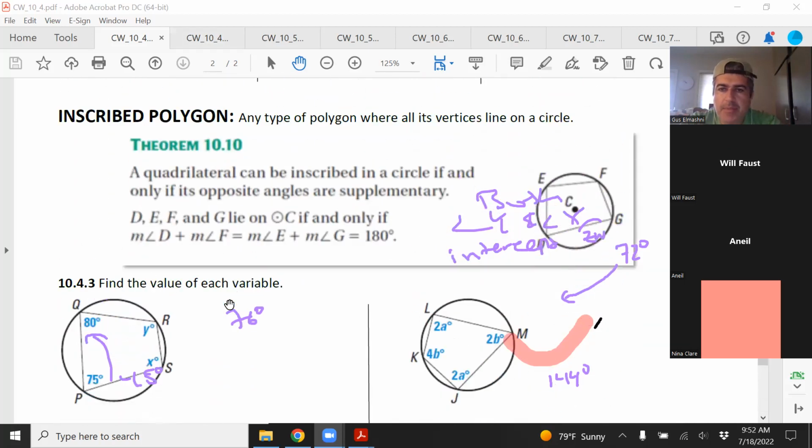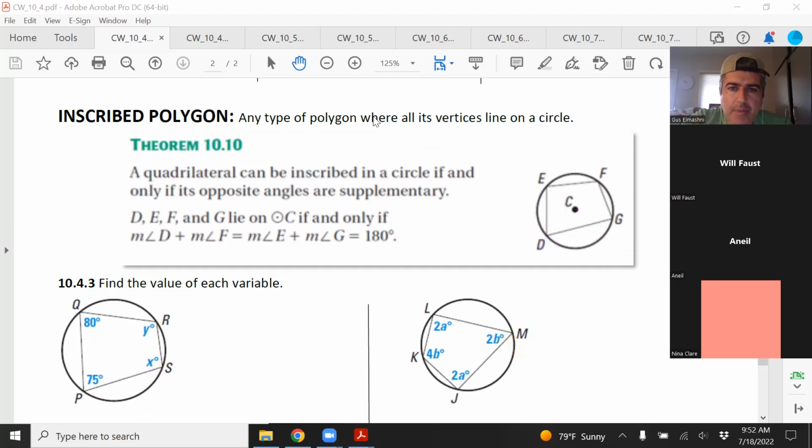Okay, last concept. And maybe we could do a little bit of the worksheet that follows this, so you guys get some practice. Any type of polygon where all its vertices lie on a circle, that's an inscribed polygon. So all the corners touch the circle. And what's going to happen is that the opposite angles add to 180. So D and F add to 180. E and G add to 180. Why is that?